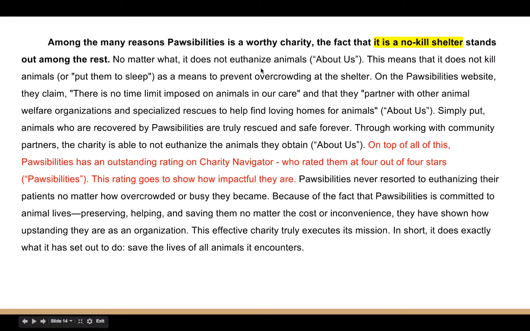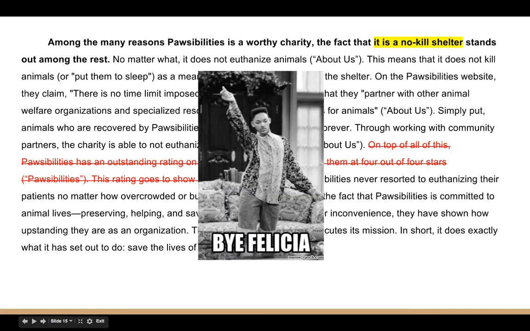I'm talking about no-kill stuff, and then I add in this little bit about how they have an outstanding rating on Charity Navigator, 4 out of 4 stars. That doesn't seem relevant to what I'm really supposed to be writing about in this paragraph, so bye, Felicia. Out. It needs to go.